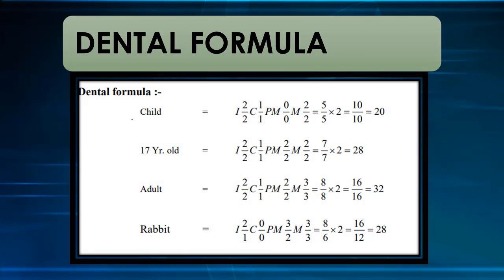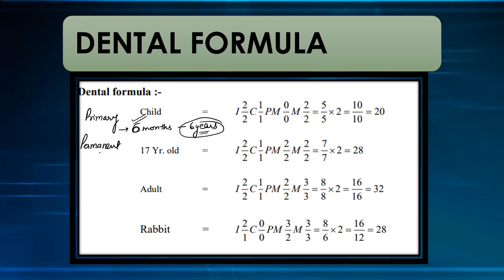Dental formula. There are two types of dentition: primary dentition and permanent dentition. Primary dentition is also known as temporary dentition. It starts from when the baby is 6 months old up to 6 years. At 6 years, the first mandibular molar appears.